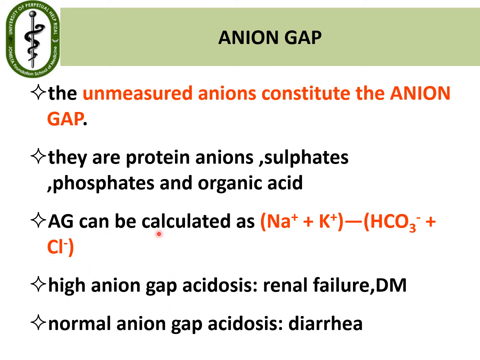High anion gap acidosis are usually found in situations of renal failure and diabetes, while in cases of diarrhea, there is usually a normal anion gap acidosis. Again, high anion gap acidosis are found in renal failure and diabetes, while normal anion gap acidosis is found in diarrhea. That's how you differentiate different acidosis using your anion gap.